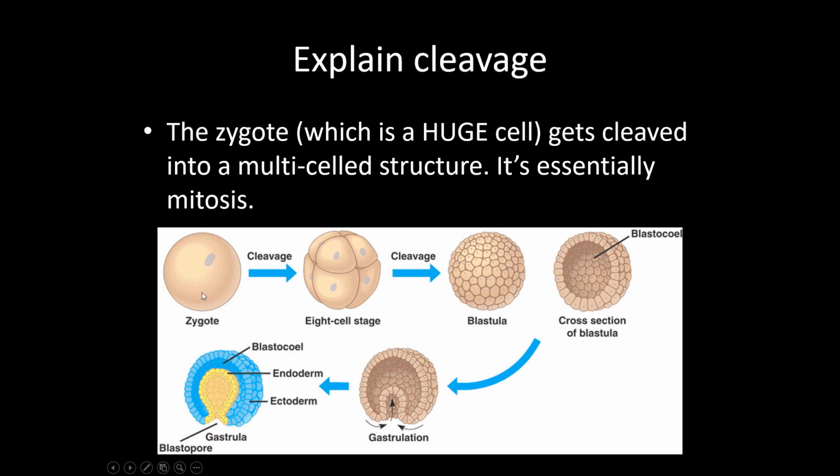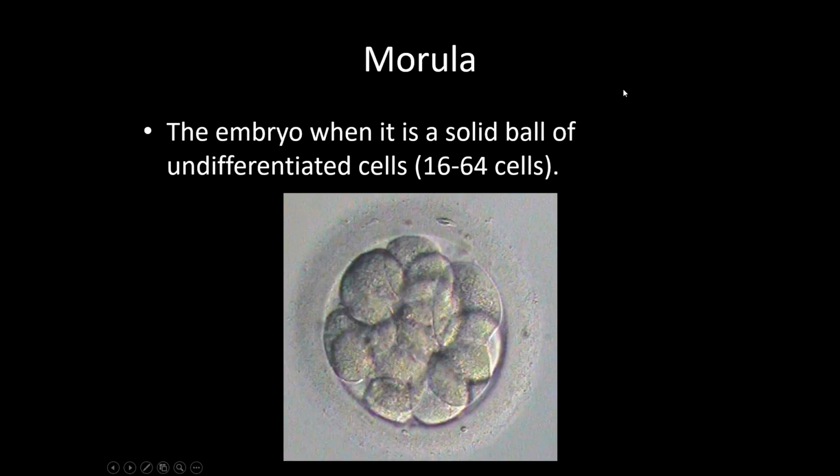So a zygote divides by mitosis to make a 2-cell stage. The 2-cell stage divides to make a 4-cell stage. The 4-cell stage divides to make an 8-cell stage. And we just keep doing that. Cleavage is the process that gets us from a zygote to a blastula to eventually a gastrula a little bit later on. So morula is just a solid ball of cells.